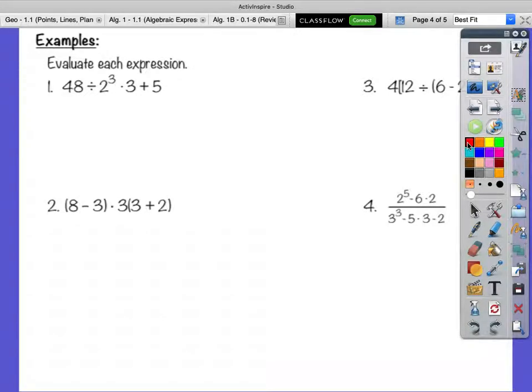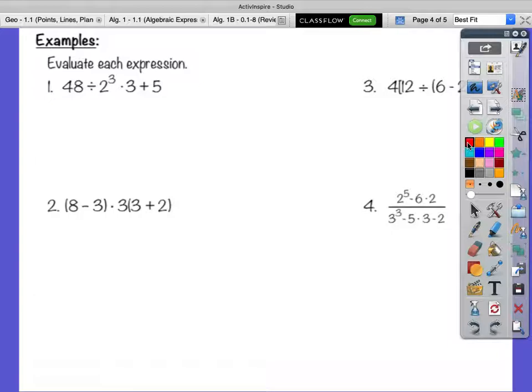Hey, so evaluating each expression. So this first one, what's the very first thing we look for in any of these? Parentheses. Do we see any parentheses here? No, we don't. So we went through parentheses. What do we check for next? Exponents. Do we see any exponents? Yes, we do. What exponent do we see? 2 to the third.